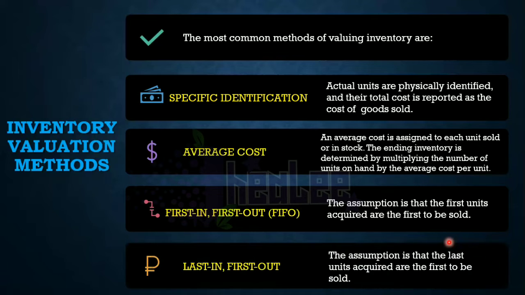And the other method is the last in, first out. The assumption is that the last units acquired are the first to be sold. So what came into the business last tends to go first. An example of a product that can be valued on the last in, first out method is trendy items.